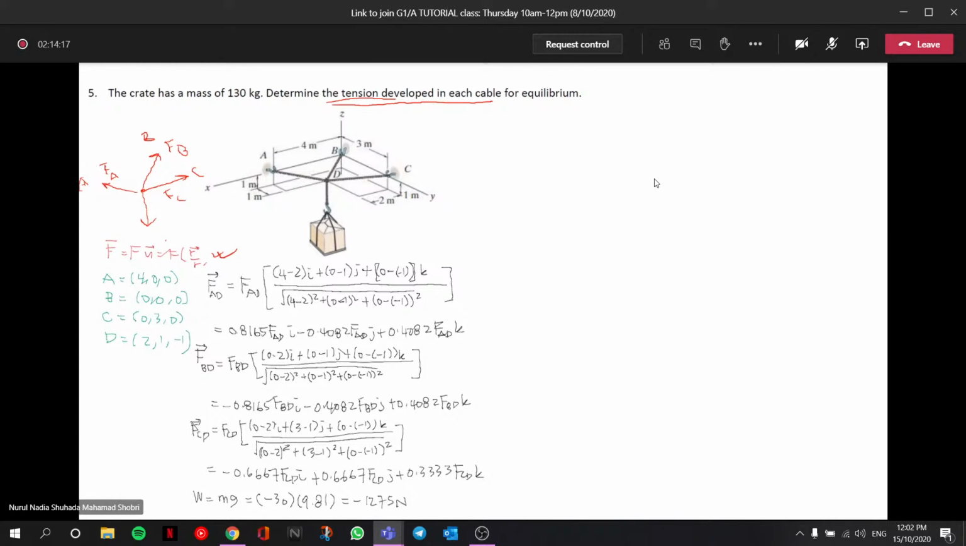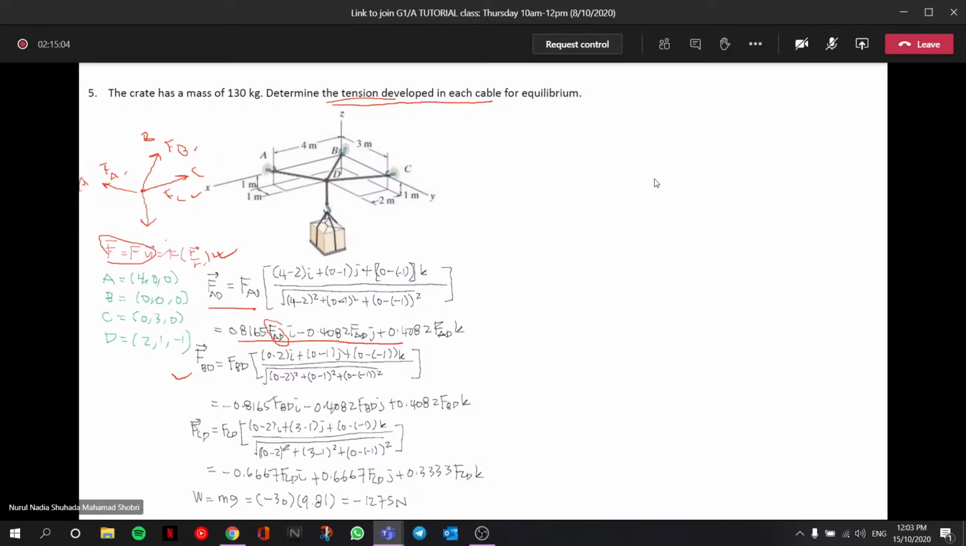Okay, we use this formula, F vector equal to Fu vector. For all three forces, FA, FB, and FC, you use this formula. We find the value of FAD first by using this formula, and you will get this value. Since we don't know the values of FAD, FBD, and FCD, we maintain the unknowns in the equations. So we do the same thing for FB.